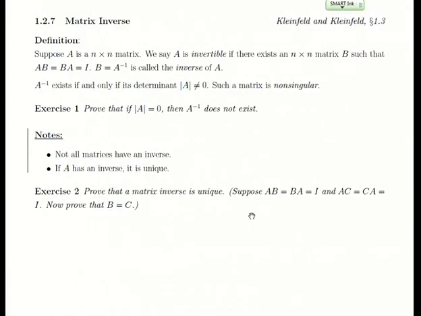So what you do here is you say, let's say we've got a matrix A and it's got an inverse which is B. And let's say we've got a matrix A and the inverse is also called C, and then you have to prove that the B and the C are the same. So that shows that the inverse is unique.